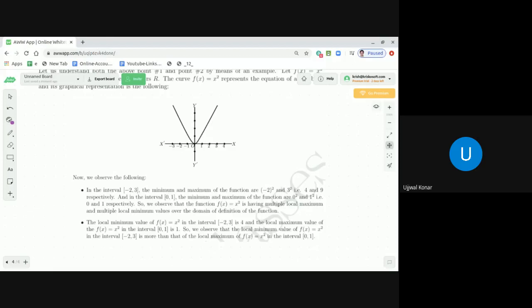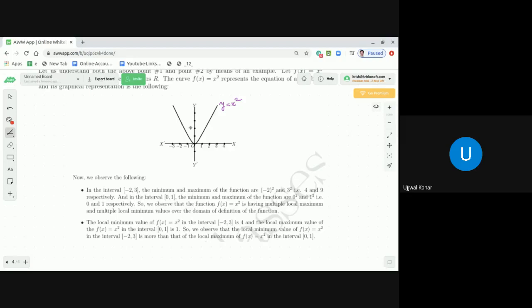So let us now observe. This is the equation f(x) = x², or we can write y = x², the equation of the parabola. If we observe the following points, dear students, in the interval -2 to 3, the minimum and maximum of the function are (-2)² and 3², that is 4 and 9 respectively. So -2 to 3.